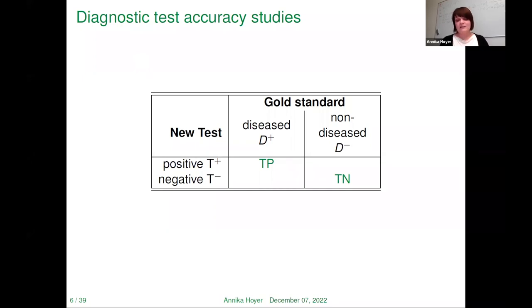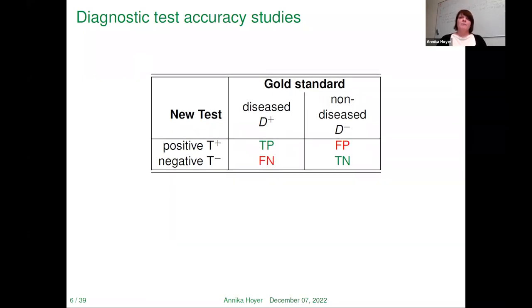But in practice, this is not always the case. So we already have some misspecifications. If the new test is positive, but the person you've tested is non-diseased, then we have our FP, our false positive test result. Or if the new test is negative, but the person is diseased, then we have some false negative classifications.